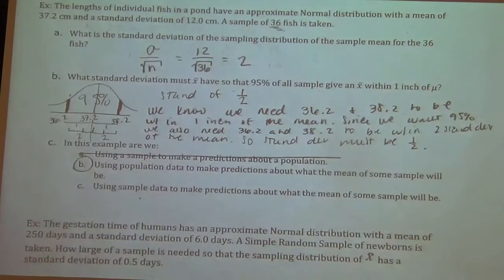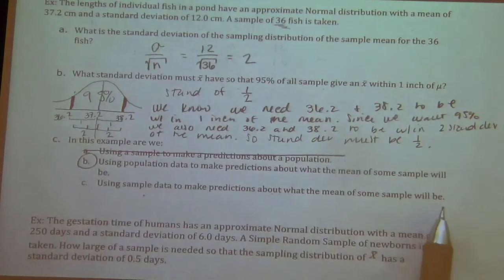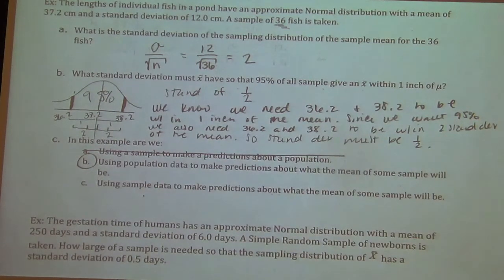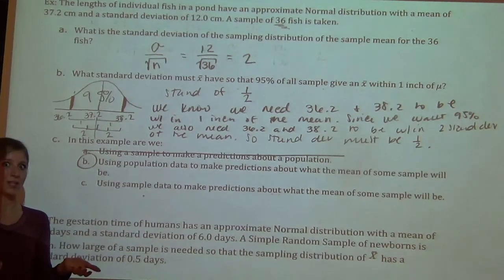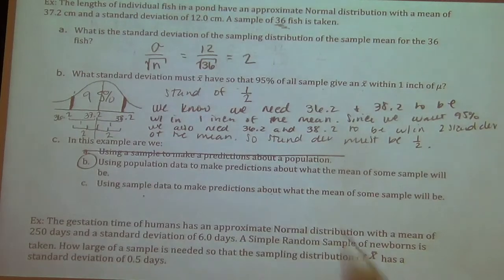And then the last one, using sample data to make predictions about what the mean of some sample will be. Okay, we're not going to use sample data to make predictions about the mean. If we had sample data, we would simply know what the sample mean is because we could find it from that data. So definitely not doing part C either.